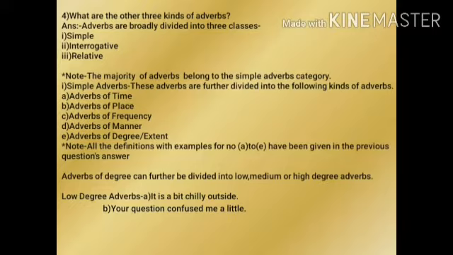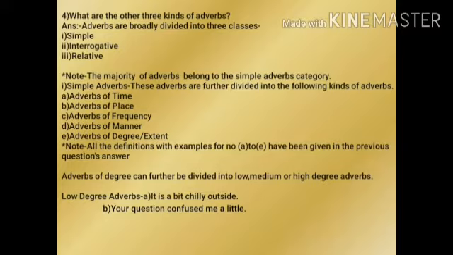Now first, low degree adverbs. You can see here I have written examples. It is a bit chilly outside. So here bit is the low degree adverb. When I am saying bit, that means a small part. That's why it is a low degree adverb, because here a small part or a small portion will be mentioned by some words. Like in this sentence, a bit. Bit is mentioning a small portion. It is a bit chilly outside. That is, not much chilly outside.